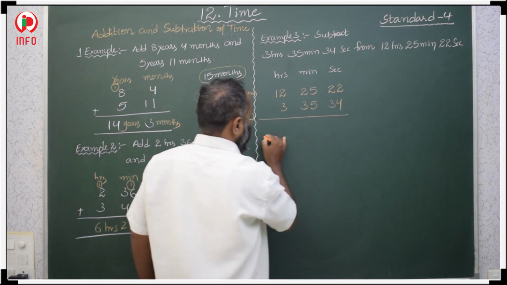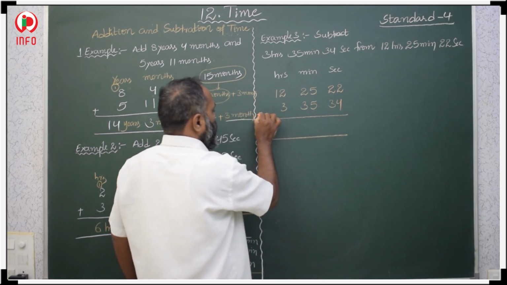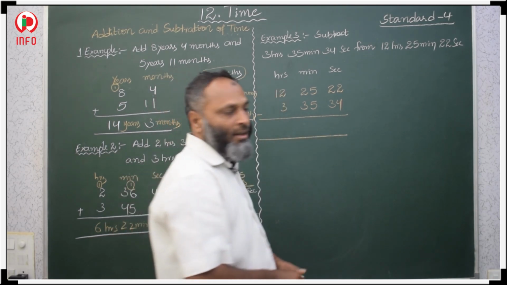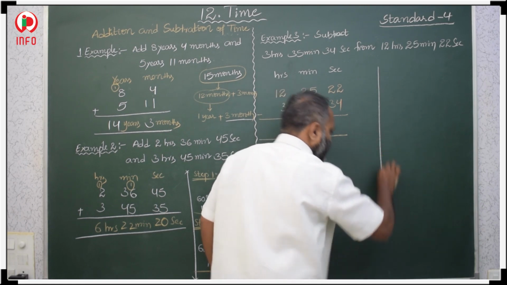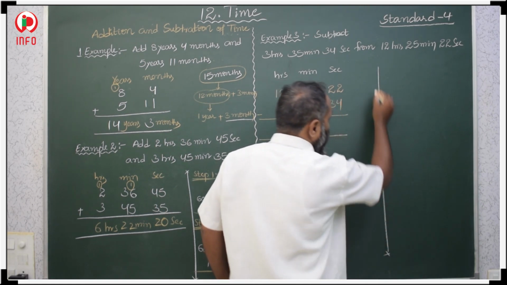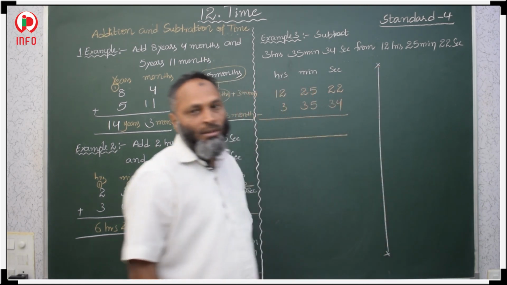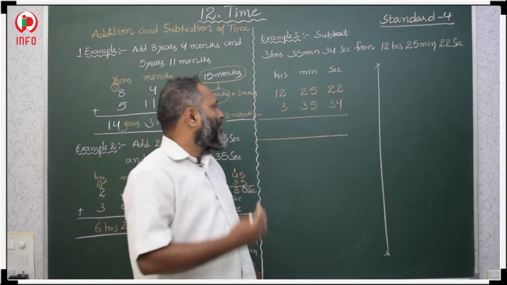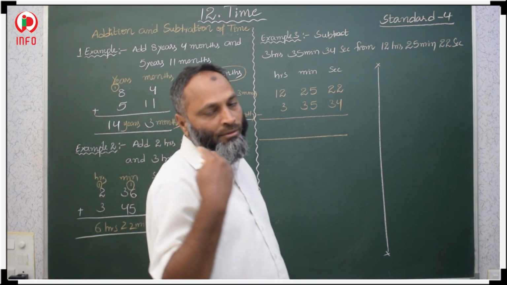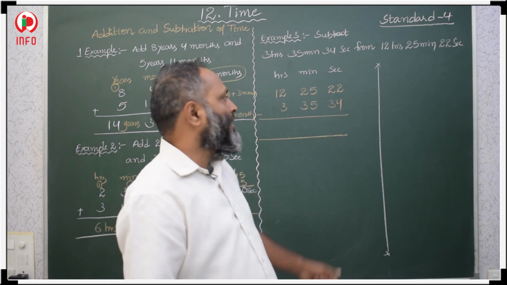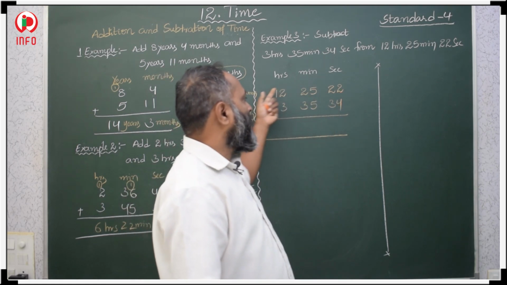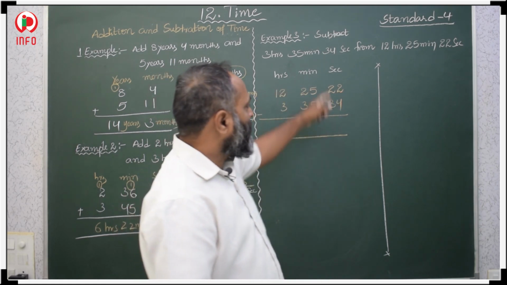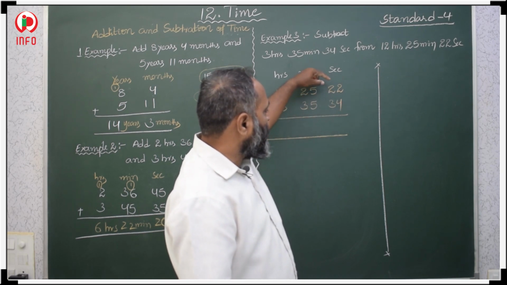Now subtract this. Okay. How to subtract? This is the rough column. Here we subtract from right to left, that is from seconds to hours. First subtract the seconds column.